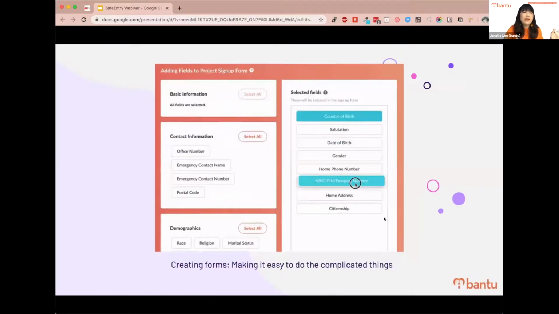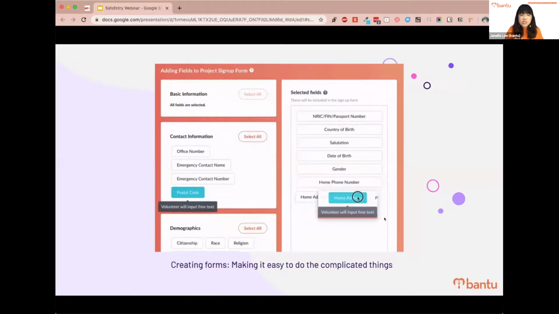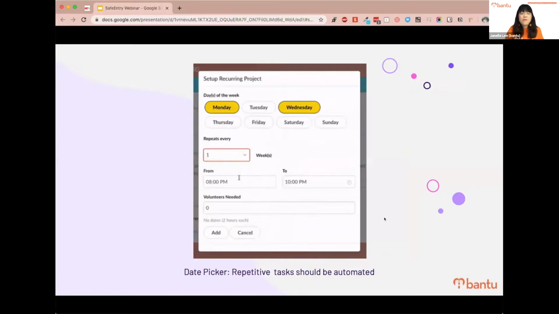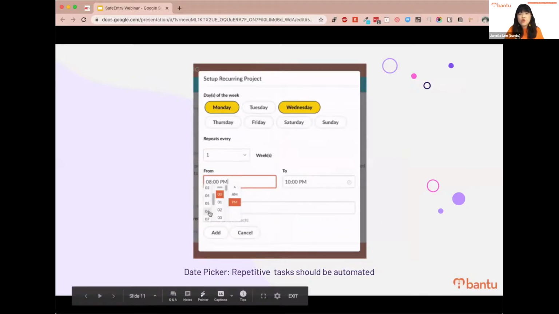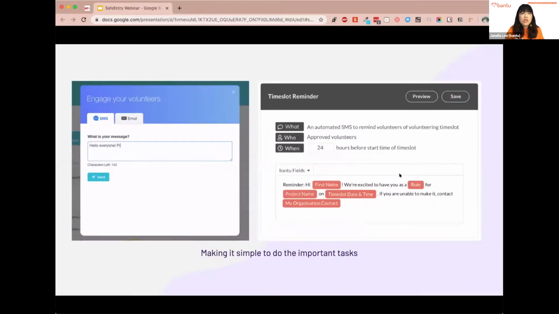We make everything that's complicated easy to do. Something like creating a form, we make it a drag and drop version. We really focus on making it easy. We also believe that many of the repetitive tasks we do every day, whether you're a non-profit or even a for-profit company, should be automated. And lastly, we always make it easy to do all the important tasks. In this case, being able to send out SMSs to many people at once, to reach out in your community to ask them to volunteer or bring something for the next event.